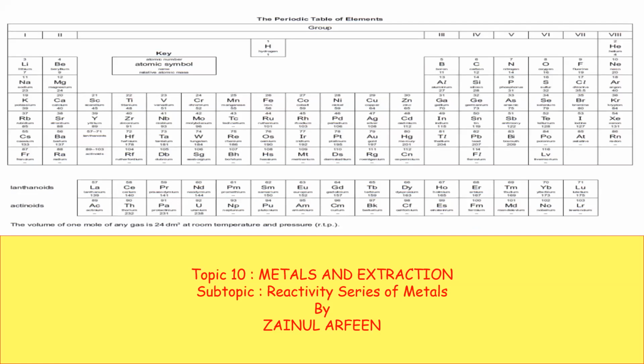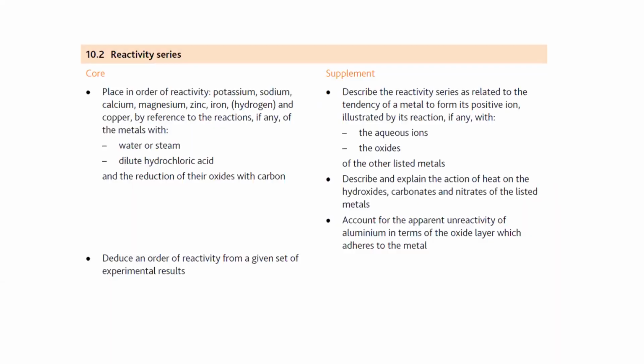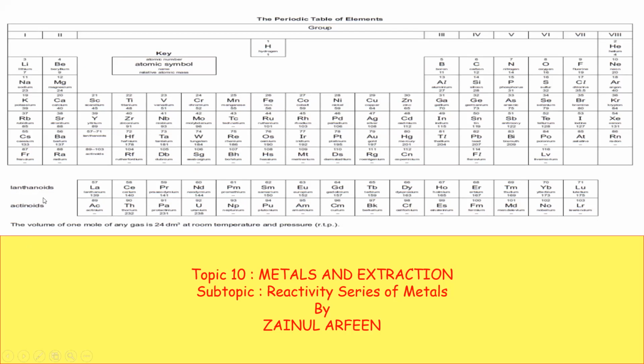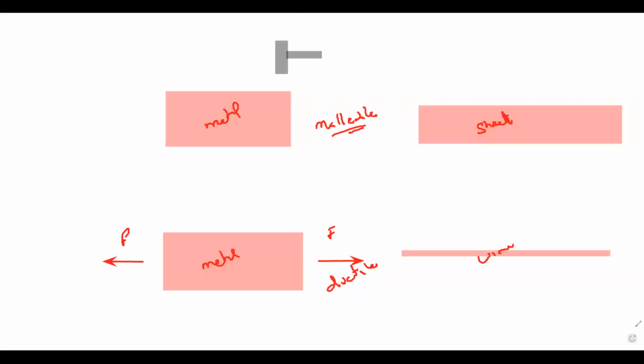Then the second topic is about the reactivity series of the metals. It is the same thing you studied in the beginning in the electrolysis chapter. We started this reactivity series. So you should be able to mention the elements in terms of their reactivity. So that reactivity series includes potassium, sodium, calcium, magnesium.